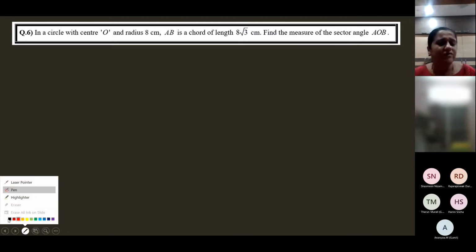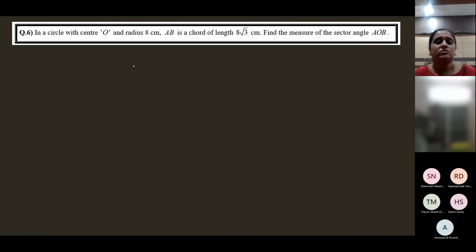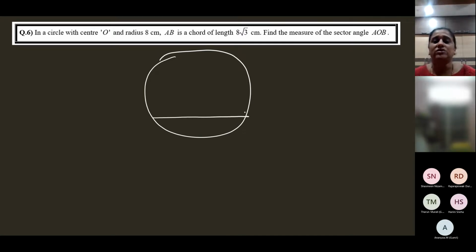Okay, this is also very, very important. Very important to know how to calculate circle, chord. Remember trigonometry. Trigonometry will be so handy in finding the unknown parts of a triangle, be it an angle or side. The length of the chord AB is 8√3. This is 8√3. And center O.